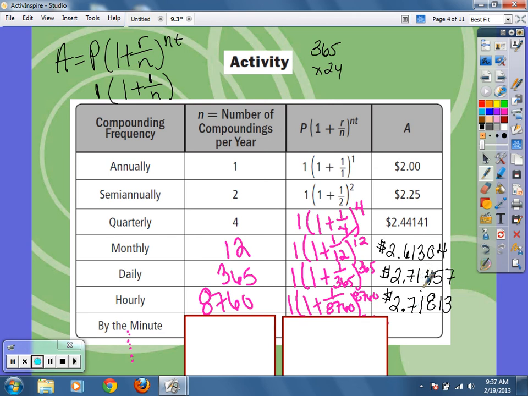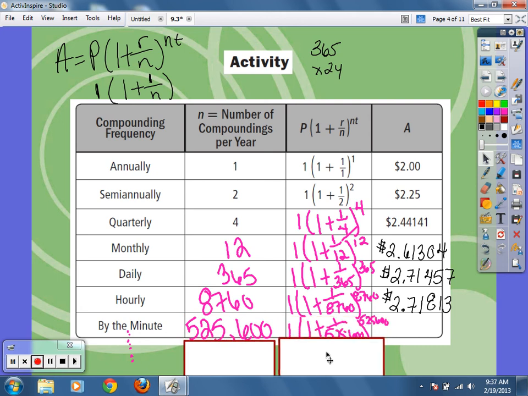Not a very big jump here at all, okay? And we changed the number of times compounded quite a bit. So when we look at what happens by the minute, we take that hourly times 60. You get something very large. And you plug that into your calculator and we get $2.71 and some partial pennies. And the change is even smaller now. Tenths, hundredths, thousandths, to the 10,000th of a penny.